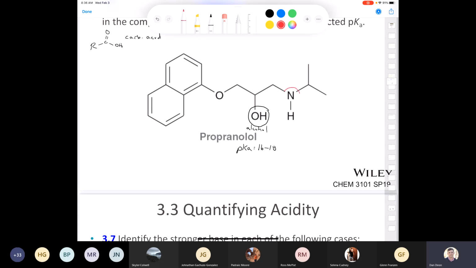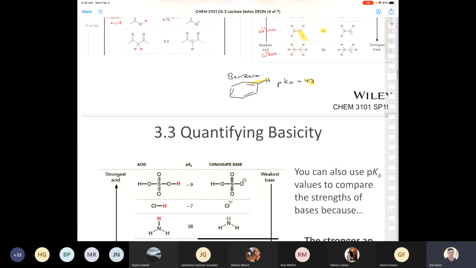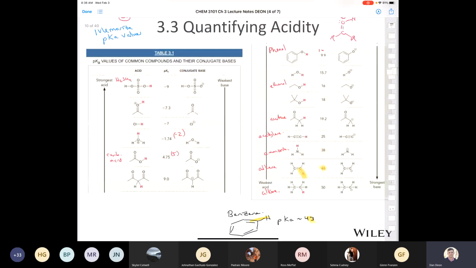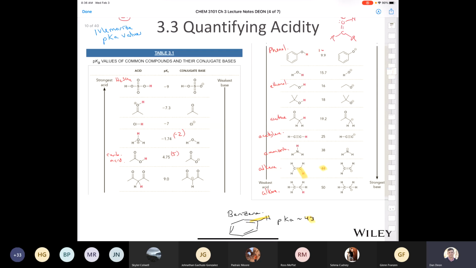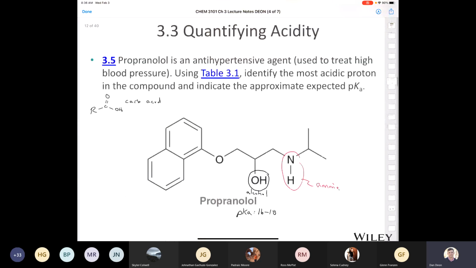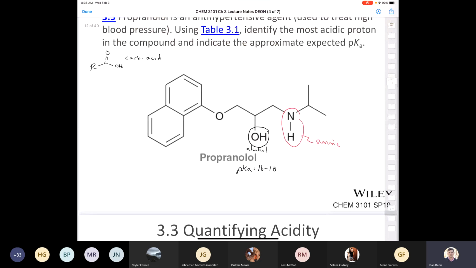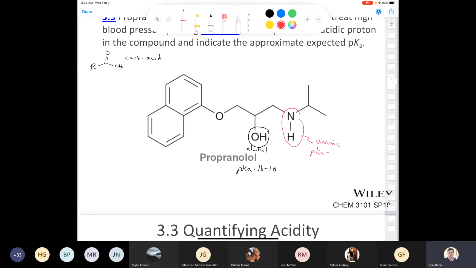And then here we have an amine, right? This is an amine. And if we go back to the table, we saw that an amine, like ammonia, has a nitrogen-hydrogen bond. It's got a pKa of around 38, okay? So that means this one's going to have an amine pKa around 38. Something like that. So close enough.